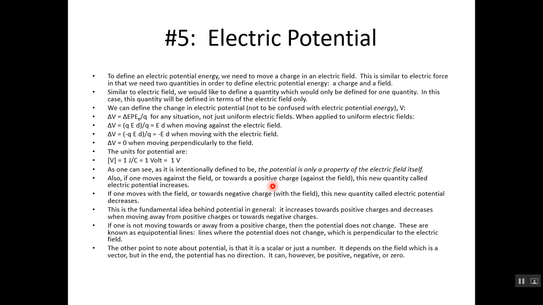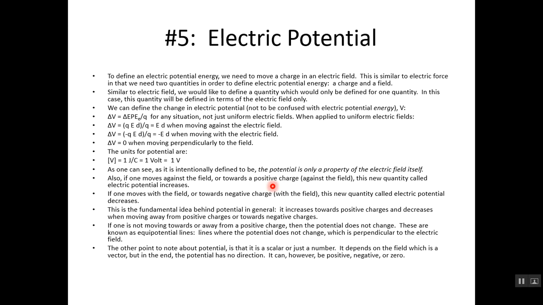The next thing I'm going to talk about is electric potential. Now, electric potential is kind of like electric force and electric field. Remember, for electric force you need at least two charges, but for electric field you don't need two charges. You only need one charge. So for electric potential energy, you need three things, Q, E, and D. For electric potential, you don't need the charge. It only describes the field and how you move in the field. Electric potential is basically voltage, more or less.